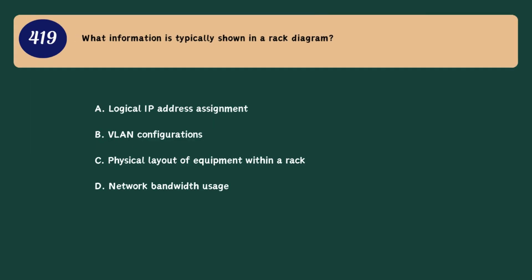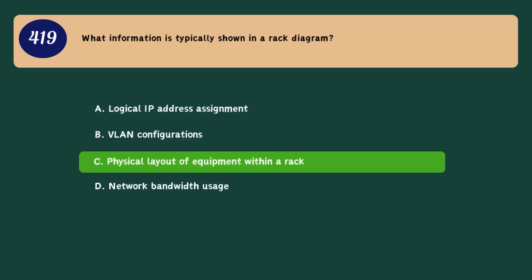Question 419. What information is typically shown in a rack diagram? A. Logical IP address assignment. B. VLAN configurations. C. Physical layout of equipment within a rack. D. Network bandwidth usage. Correct answer. C. Physical layout of equipment within a rack.